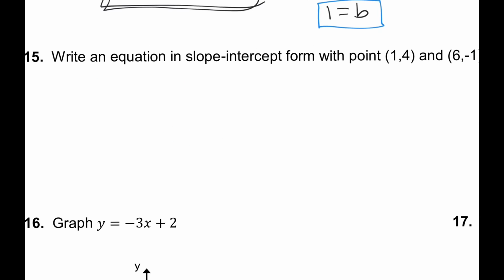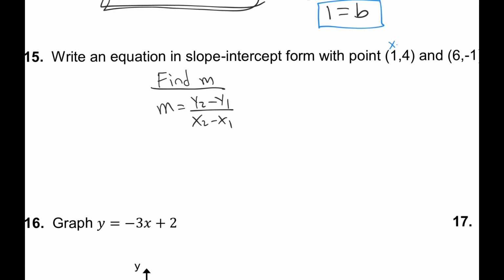15 says, write an equation in slope-intercept form with the points, and you guys have (1, 4) and (6, -1). So here, they don't give us the slope again, and they do not give us the y-intercept, but we have 2 points. We can find the slope using 2 points. So to find the slope, you will use the slope formula again. So let me write down the slope formula: y2 minus y1 over x2 minus x1. So that's the first thing you guys want to find. You guys want to find m.